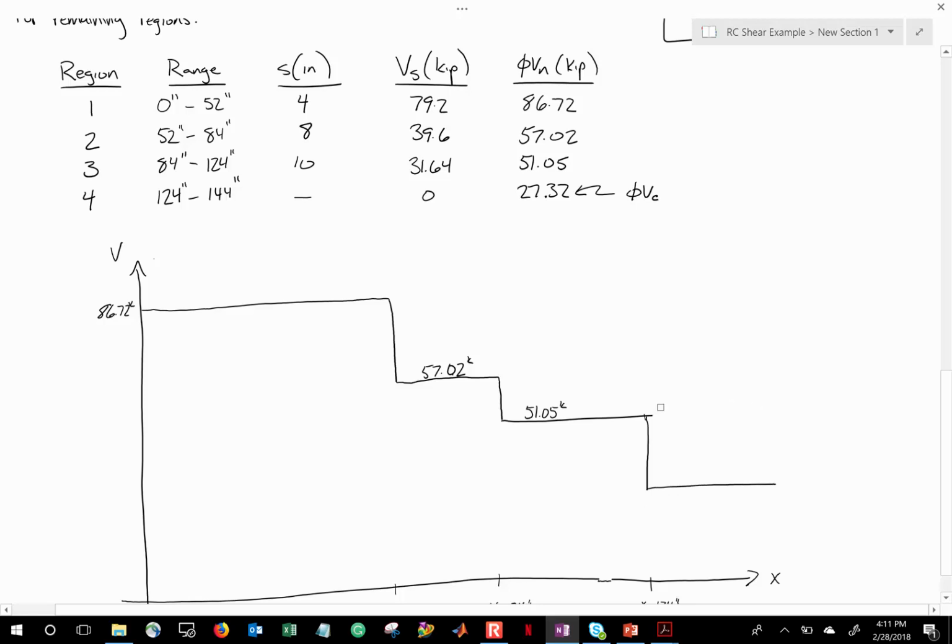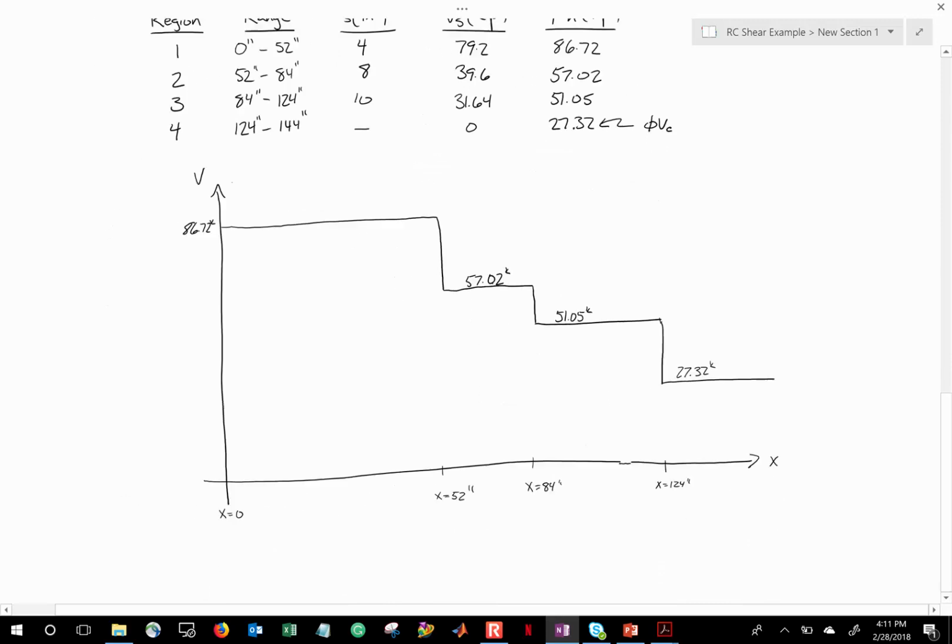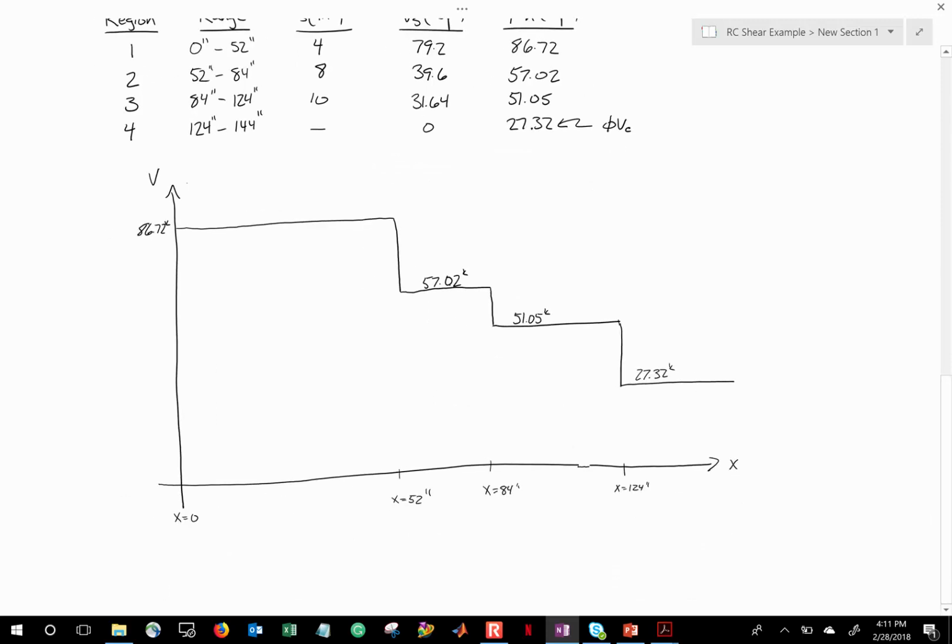Let's see if I can erase that. To 27.32 kips. And that will go on until we hit probably about right there, where x equals 144 inches. But one of the things about that point right there is that it is the center line for the whole beam. Okay. Now, so what we've got here is a plot. This is looking at the shear capacity of the beam as you go away from the support.